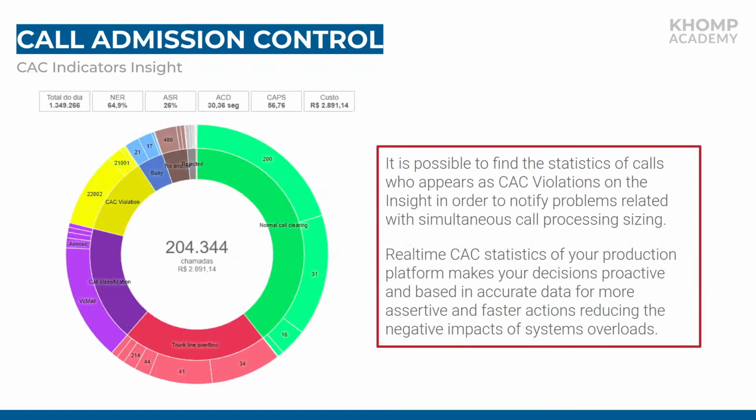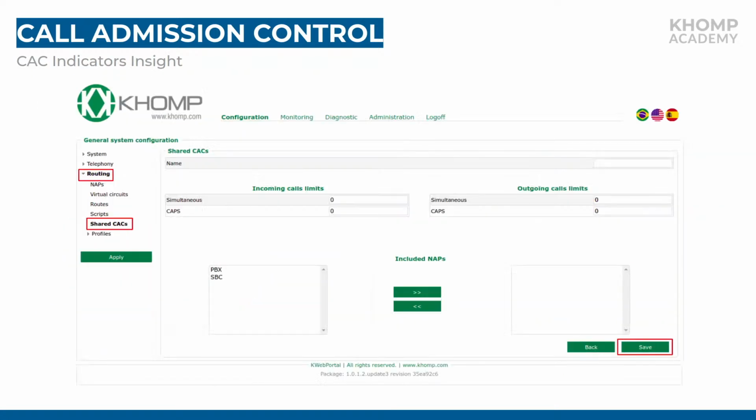And how do I define that? I'm going to show you how I can define that. I can create a routing here in system. In routing, I can create a shortcut. And how it works: this is the name of the call admission control policy. This is the incoming call limitation. You put how many simultaneous calls you are going to control for incoming, and how many CAPS you are going to control for incoming calls too, and it will be the same for outgoing calls.